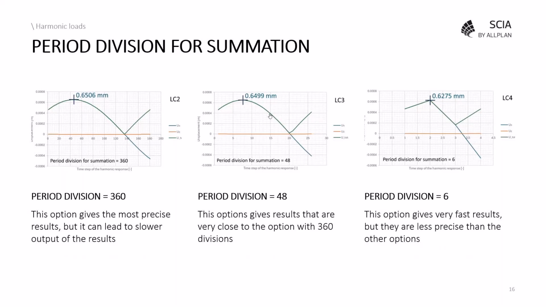If you choose period division equals 6, this will give very fast results, but they are less precise than the other options. As you can see here in the different graphics, the shape of the sinusoidal diagram is kept if you have 360 or 48 subdivisions, but if you have 6, it will be more an interpolation of different lines, and it will not be precise enough in all cases. So we recommend to use 48 or 72 divisions in general.